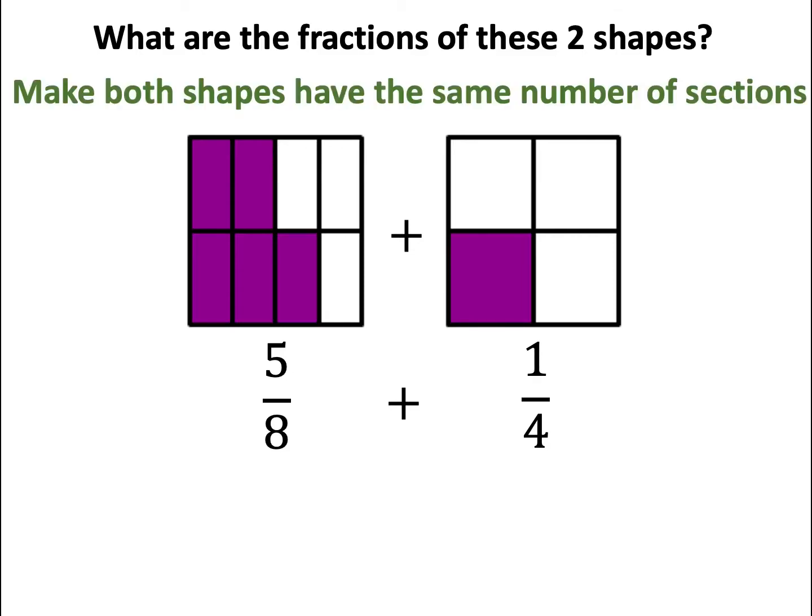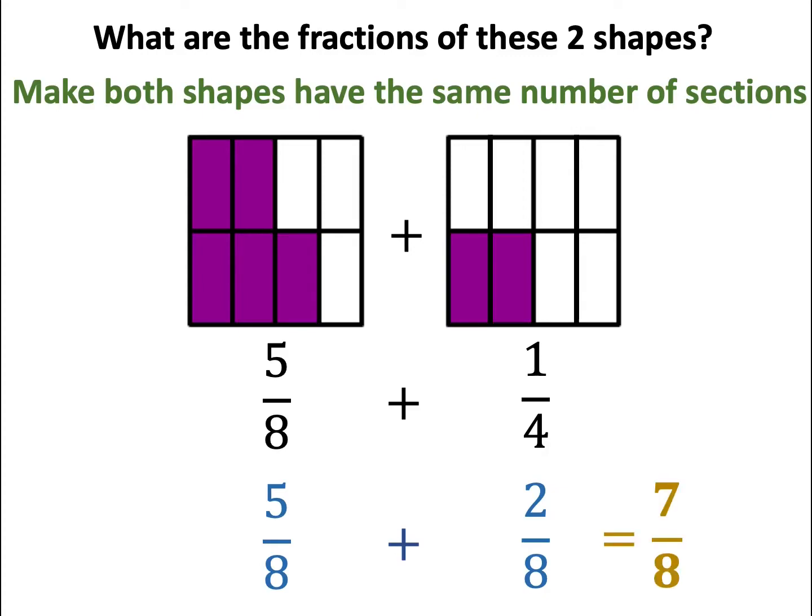We could break up the second shape into more sections to match the total number of sections from the first shape, like so. Now they both have the same number of total sections, and the fraction of the second shape has changed visually. The fraction is now 2 out of 8. A quarter, or 1 out of 4, and 2 out of 8 are equivalent fractions. We now have two fractions with the same denominator, therefore we can add the numerators. The final answer of the addition is 7 out of 8.